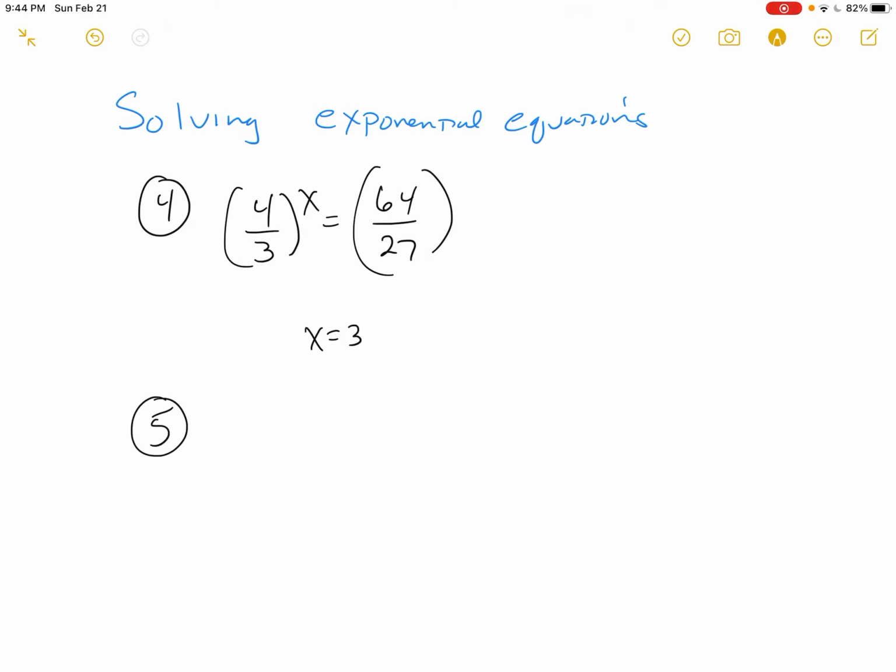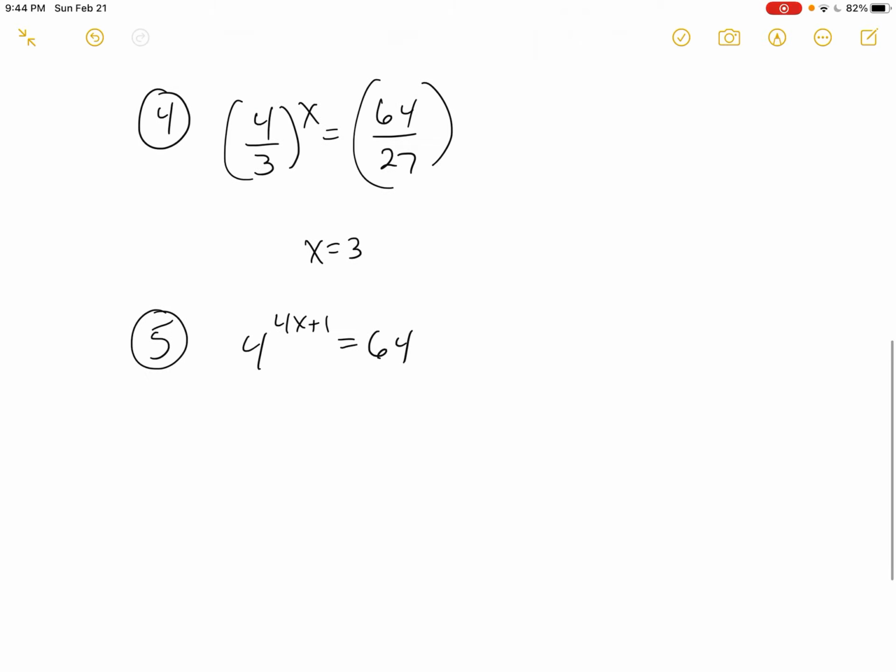5. 4 to the 4x plus 1 is equal to 64. So if we want an exact answer, then you'll be able to get a common base. When they ask for that exact answer, we'd like to get a common base. So if you look at 4 to a power and 64, if we could take 64 and write it as a power, we should do that.